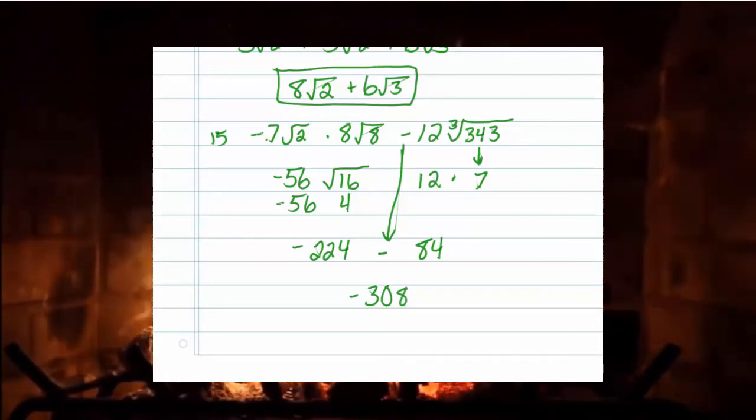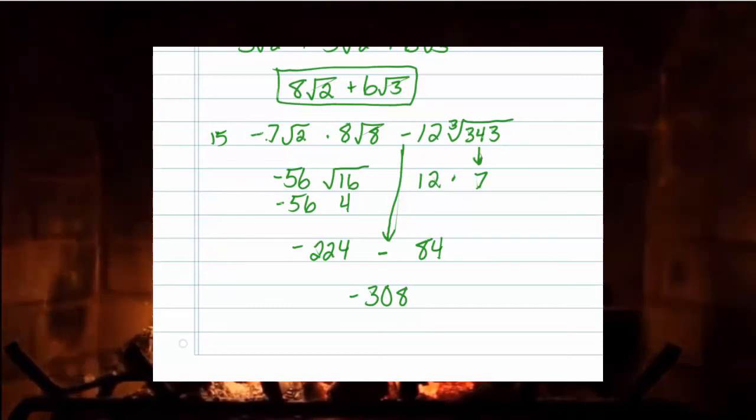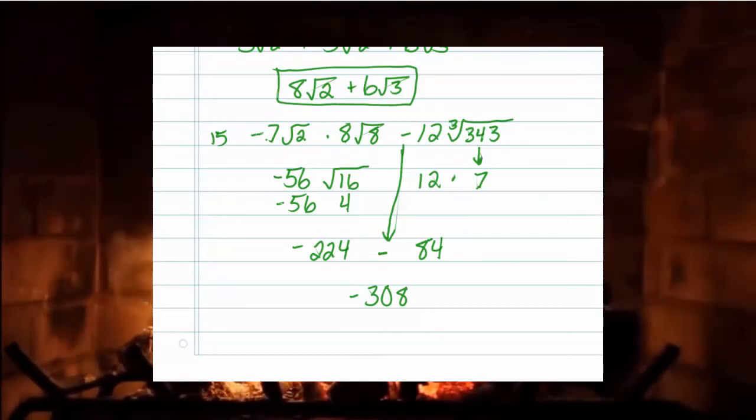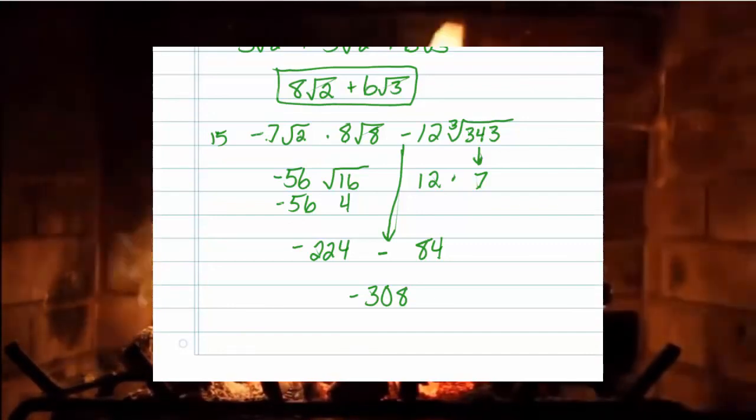And so our final step is negative 224 minus 84, which equals negative 308. Hopefully this has helped you to remember your processes for multiplying, adding, and subtracting radicals.